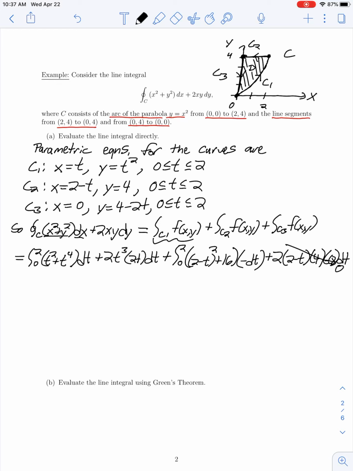Then for the last segment over the curve C3, we're integrating from 0 to 2. x squared plus y squared.